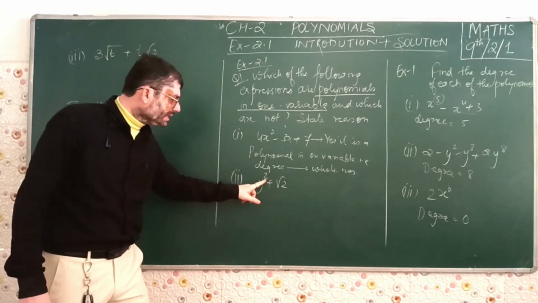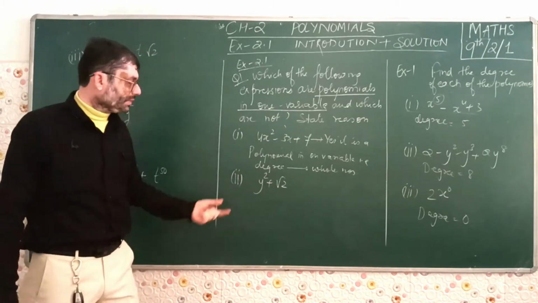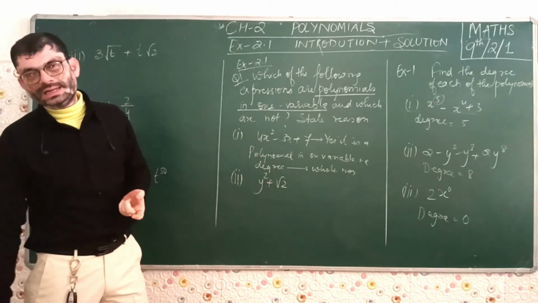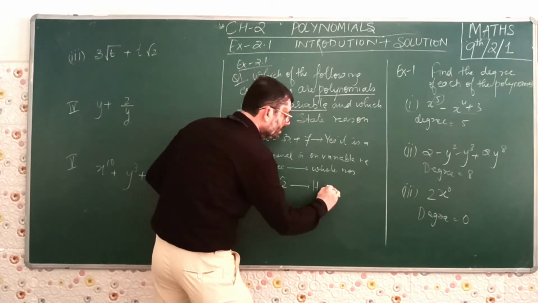And square, when we say the power is 2. Now 2 is a whole number. So it is an algebraic expression with degree as a whole number. So it is a polynomial.